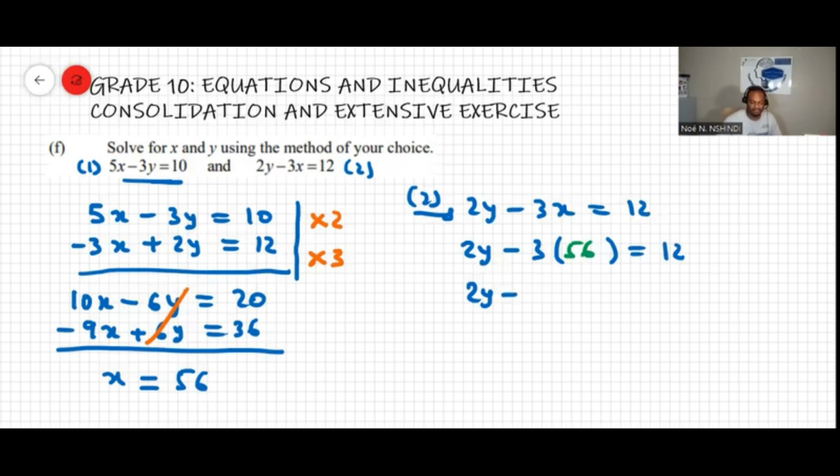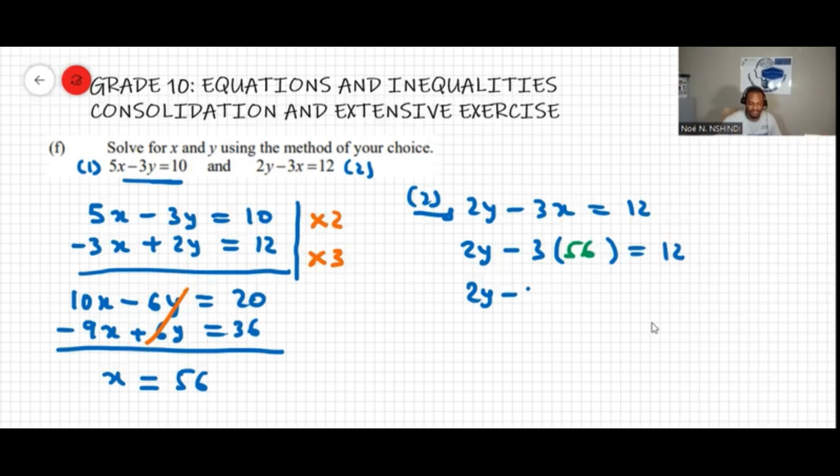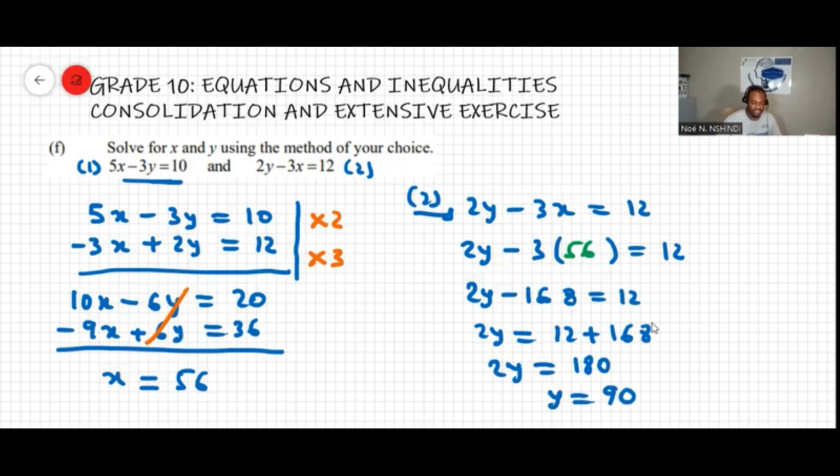168. Let's just check here. 3 times 56. Yes, 168. So that makes 2y minus 168 equal 12. If I move, 12 plus 168, so this is equal to 180, and then that means y equal to 90. So the solution is x is equal to 56 and y equal to 90.